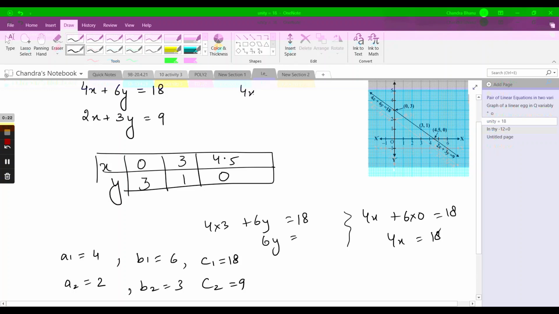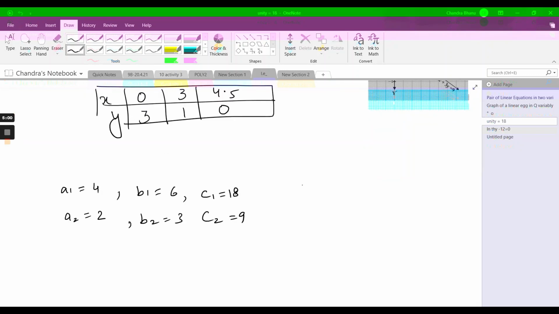So you can also take them like this, but you should be careful that in both the equations it should be on the same side. Either they should both be on the left hand side, or both on the right hand side. But one on the left hand side and one on the right hand side is not acceptable.